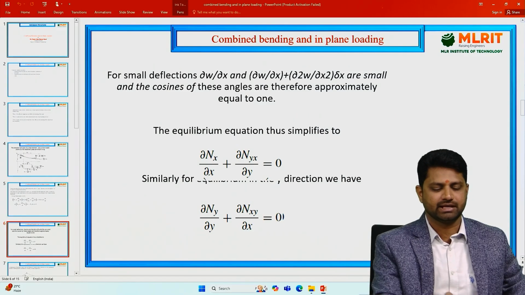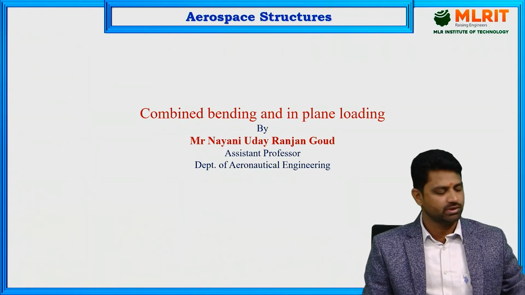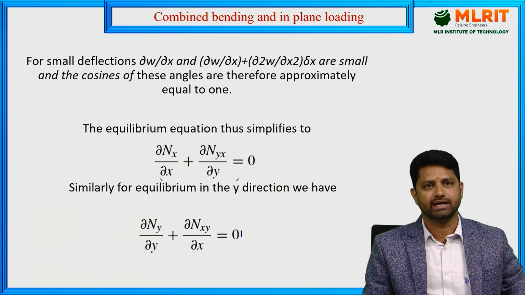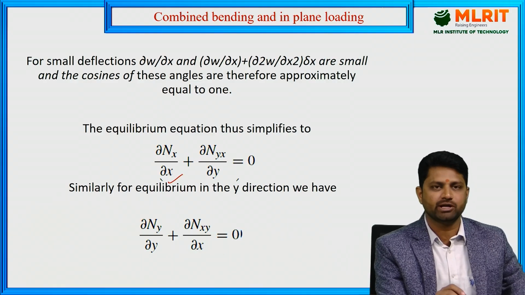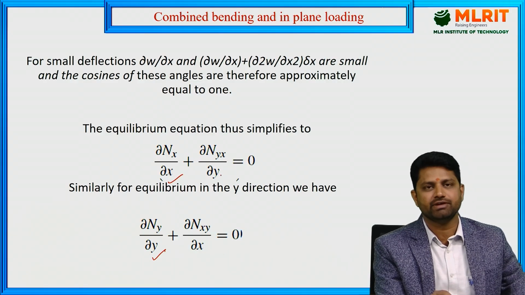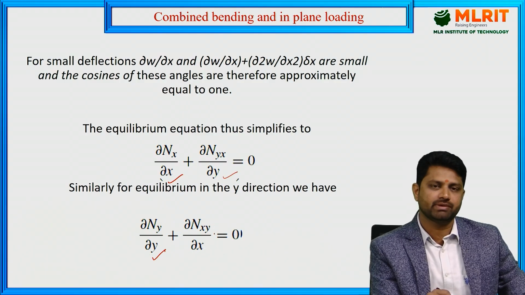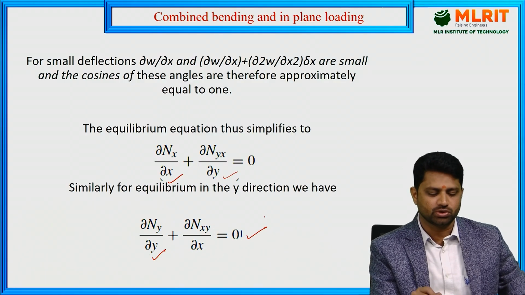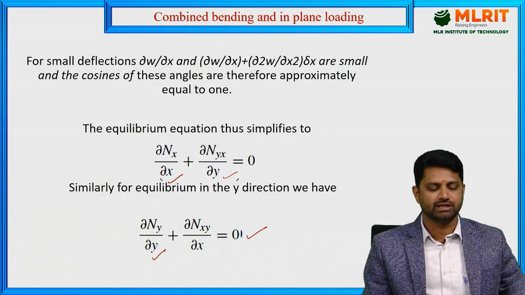Now in a similar case, you can consider the equilibrium in y direction also. When you take the equilibrium equation in y direction, you can write it in a similar manner. Here we have dou Nx by dou x, then the next one will be dou Ny by dou y, and here we have dou Nyx by dou y, then you can write dou Nxy by dou x, that is equal to 0. So these are the two equations of equilibrium for the in-plane loads.